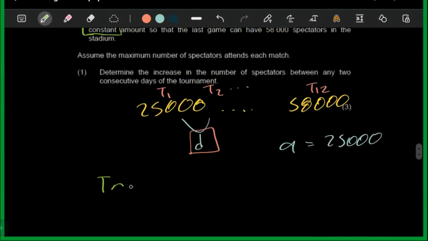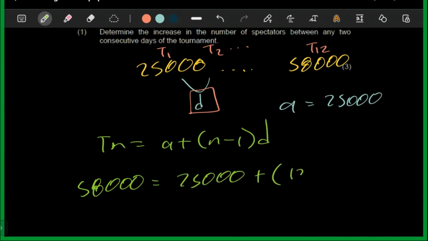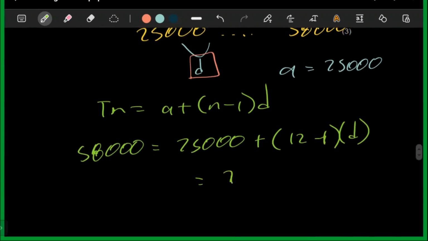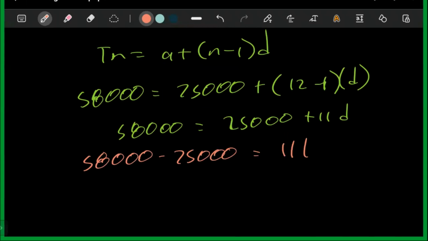So here Tn equals a plus n minus 1 d is the formula we're going to use to get the value of d. Because this is 58,000, our first term is 25,000, our value of n is 12, and our value of d is what we're looking for. So this is 25,000 plus 11d. And then we need to move everything to the left: 58,000 minus 25,000 equals 11d.